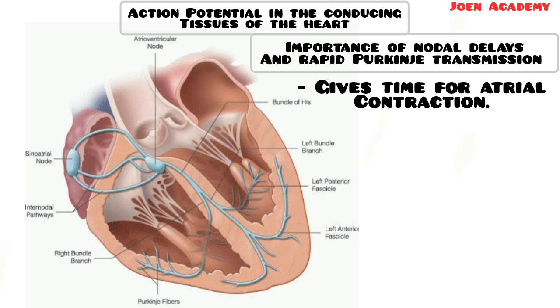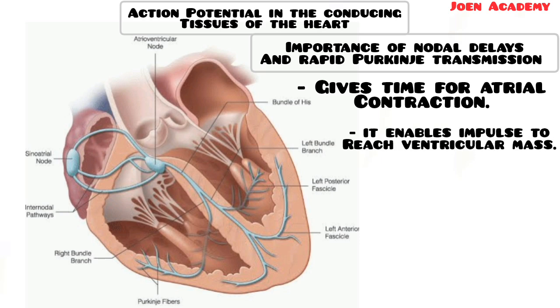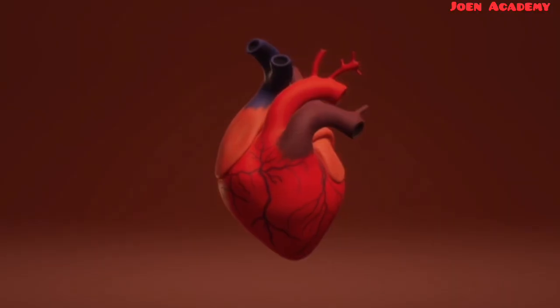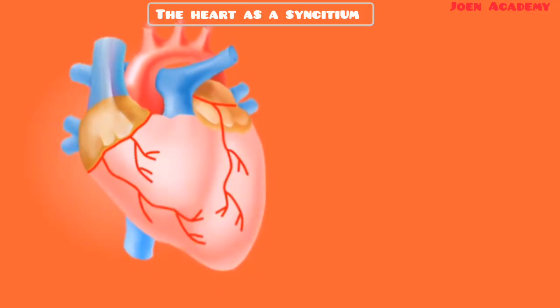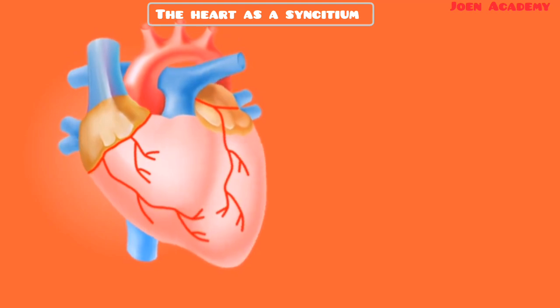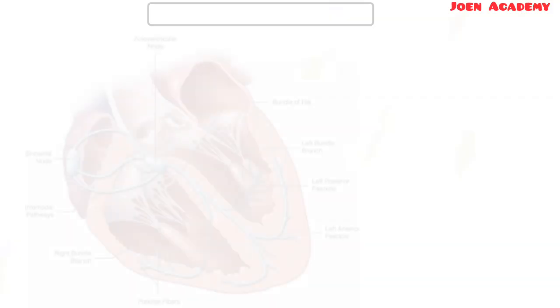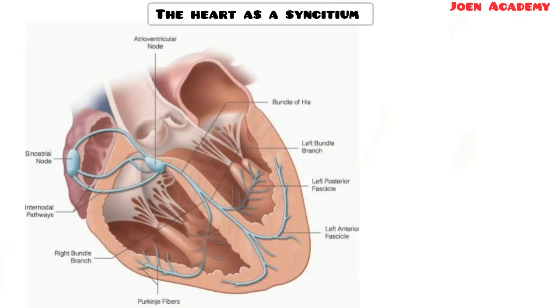Another reason is that the rapid conduction of the Purkinje fibers enables impulse to reach all parts of the large ventricular mass immediately. Also, the slow conduction at the SA node prevents re-entry of impulse from the atria into the pacemaker. Another interesting unique feature of the myocardium is its syncytial behavior. Once action potentials are generated at the SA node, they are conducted from cell to cell throughout the atrium and then through the special conducting tissues to the ventricles, where again impulse spreads throughout the ventricle.